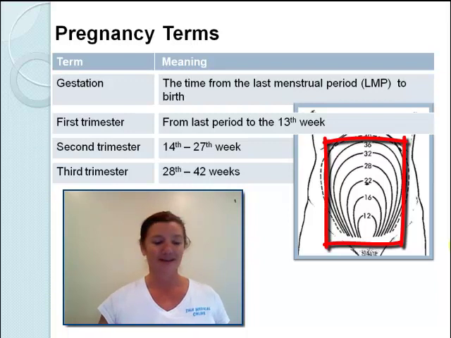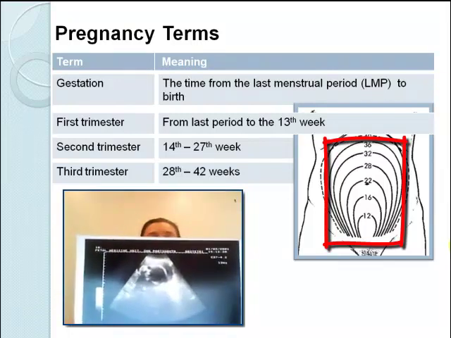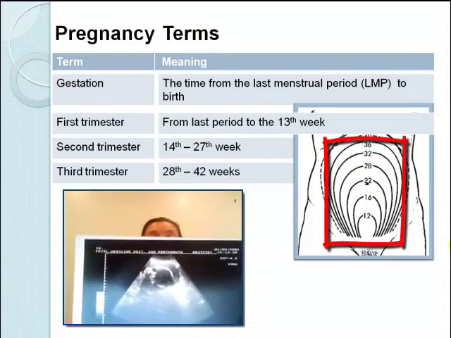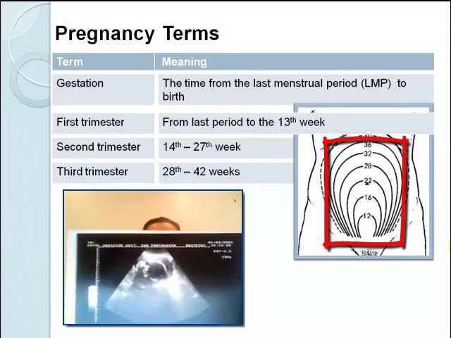I have another ultrasound taken at 29 weeks, and I think this is amazing. You can see my boy's face so clearly. I called him my little angel.